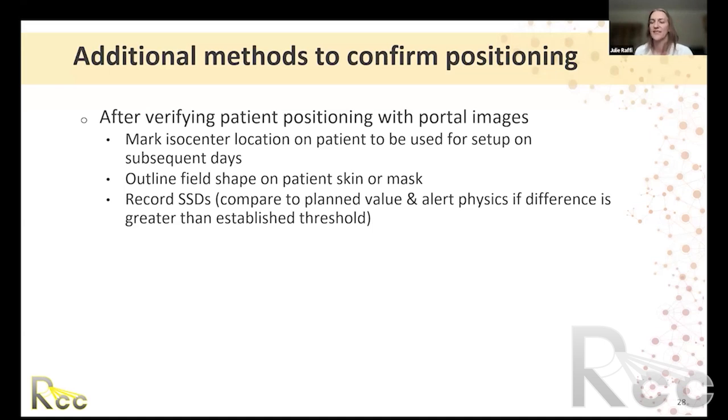The patient might have moved since the image was acquired, because the images that you're matching to might have been taken 10 minutes ago. If it took a while for the physician to come to the machine, or if you spent a lot of time reviewing the images, you may want to have a repeat image right before treatment to confirm that the patient hasn't moved. So that's a very good point. Thank you.